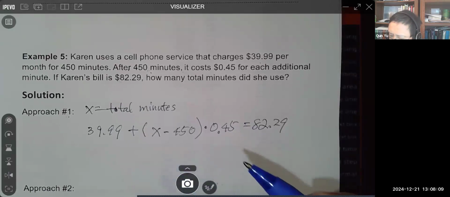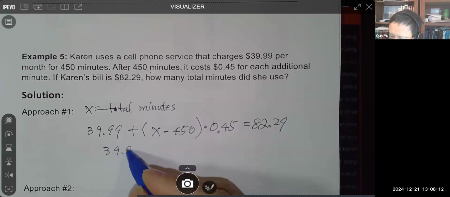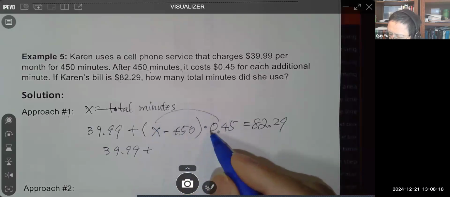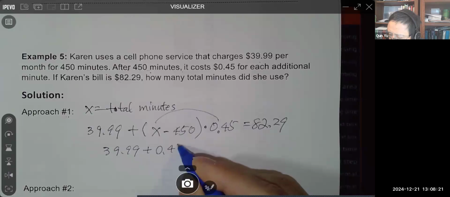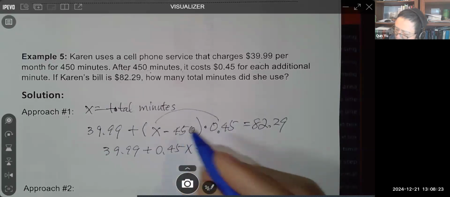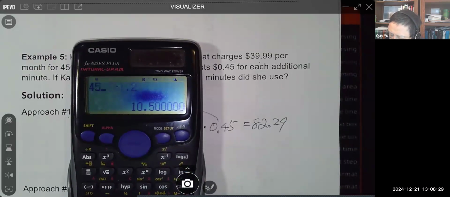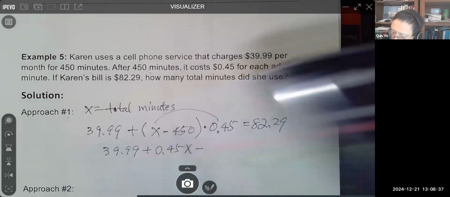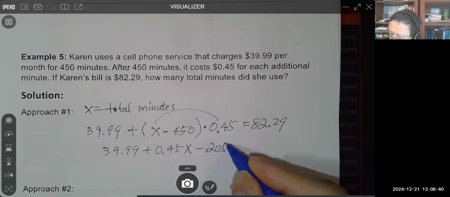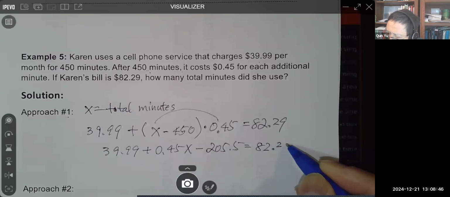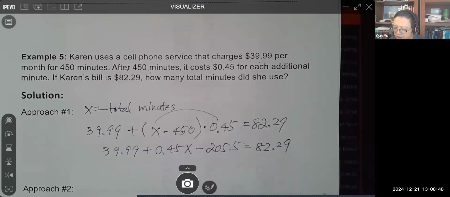Now let's solve it. So 39.99 plus, we distribute everything inside. x times 0.45 is 0.45x minus these two multiplied together. So 450 times 0.45. We get 202.50 and equals 82.29. Now we just need to solve this equation.